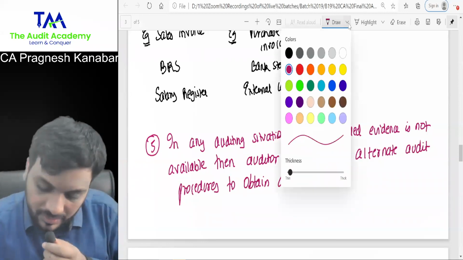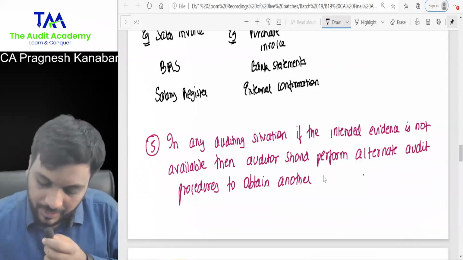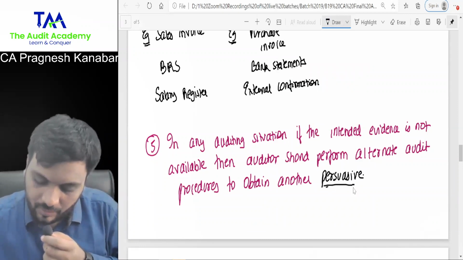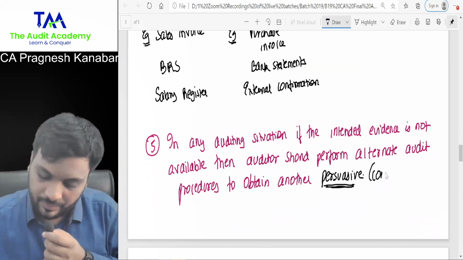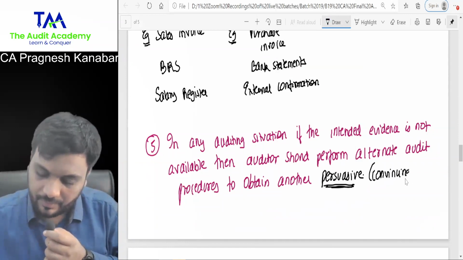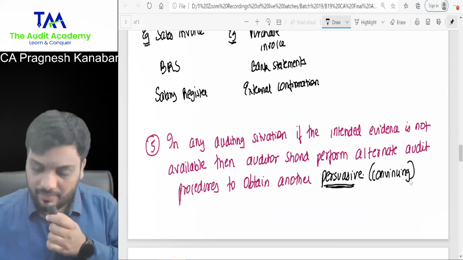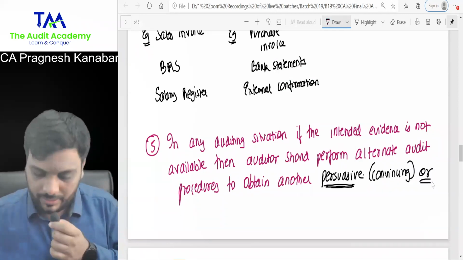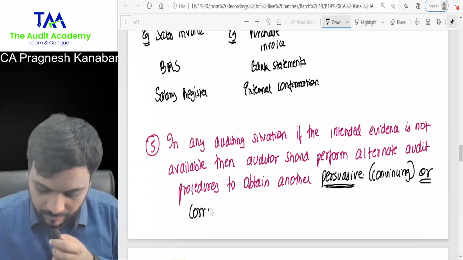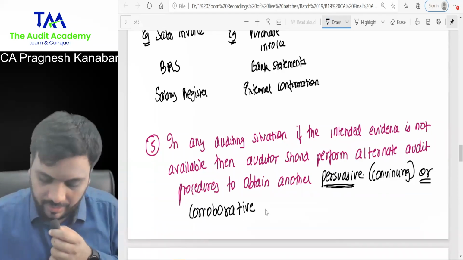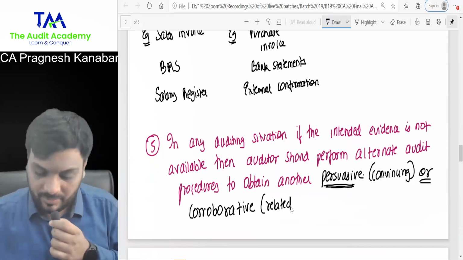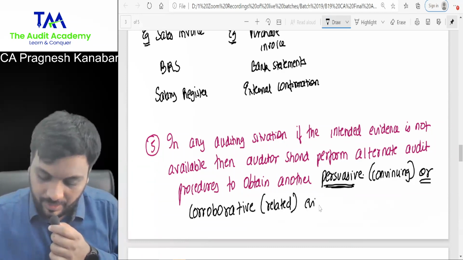But for that, what is the English? To obtain another persuasive, that is convincing evidence. Or let me give you more audit English: corroborative. That is just another word for related information. Evidence.